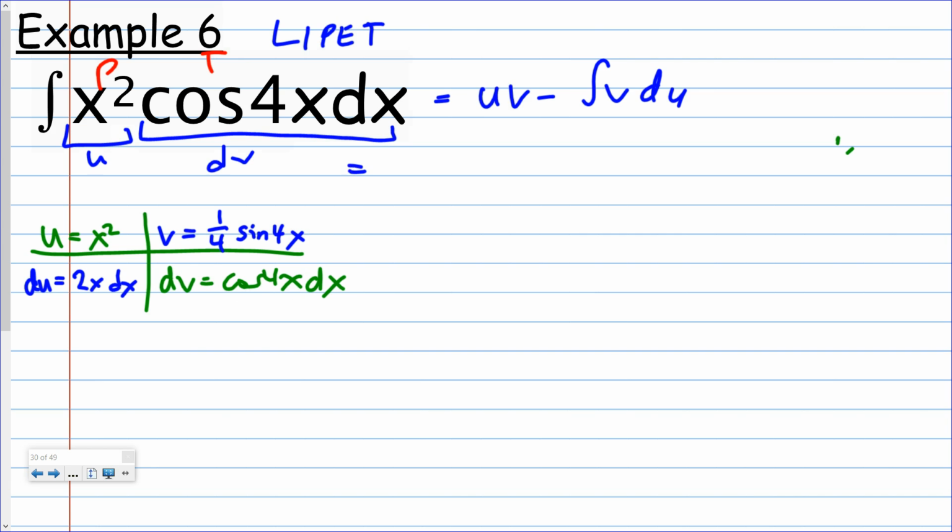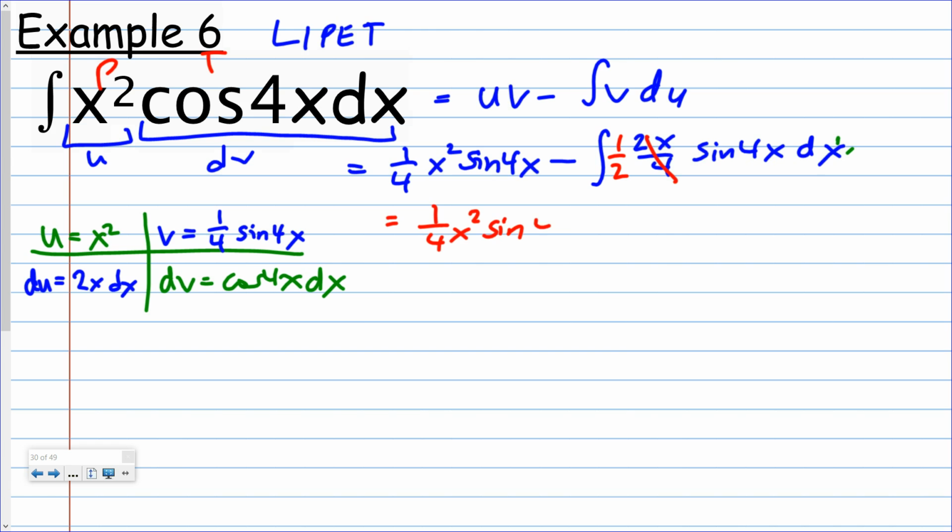I'm going to go ahead and plug into this formula. u times v is going to be 1/4 x squared sine 4x. That's just my top two quadrants multiplied by each other. Minus the integral of v du. When I multiply 2x times 1/4, it's going to be 2x over 4 sine 4x dx. Guys, with me on that? The 2 over 4 can change to what? This could be a 1/2, right? Everybody good with that? So what I'm going to have is 1/4 x squared sine 4x minus the integral of 1/2 x sine 4x dx.